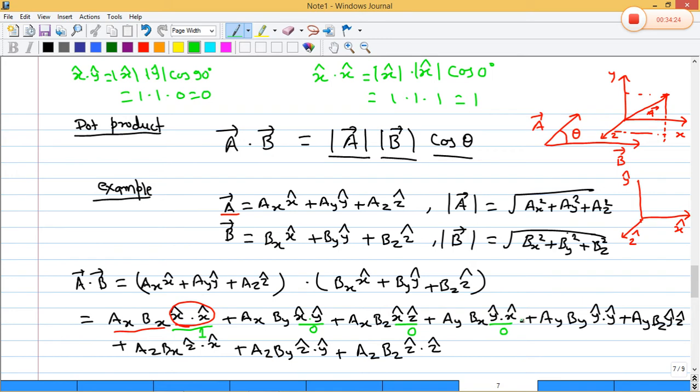Because the angle between these two same unit vectors is 0, this one will be 1. This one will be 0. This one will be 0. This one will be 0. This one will be 1. So if this term is 0, then the whole term will be 0. This whole term will be 0, this one will be 0, this one will be 0, and this one will be 0. So only 3 terms will remain. What?